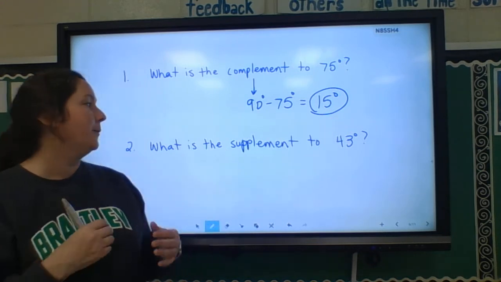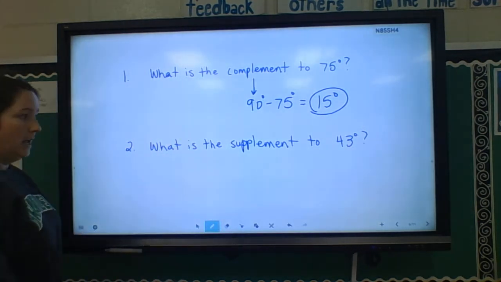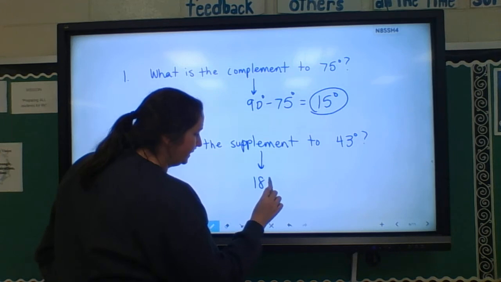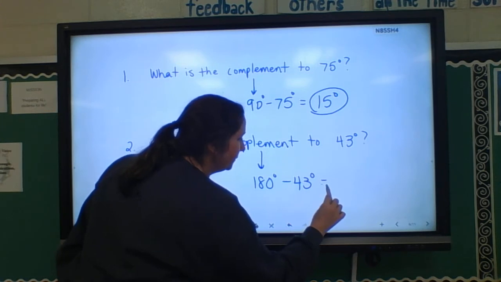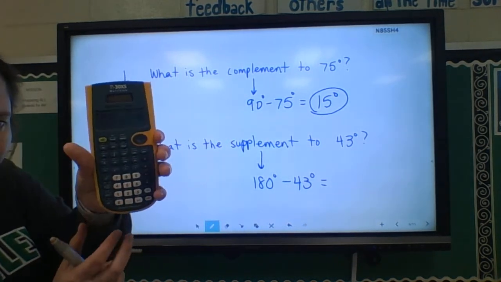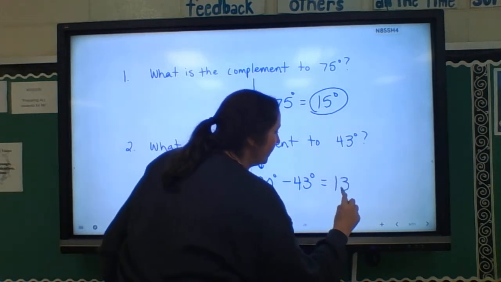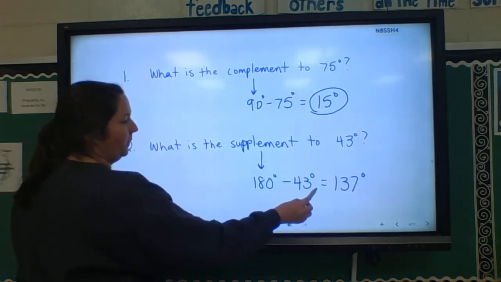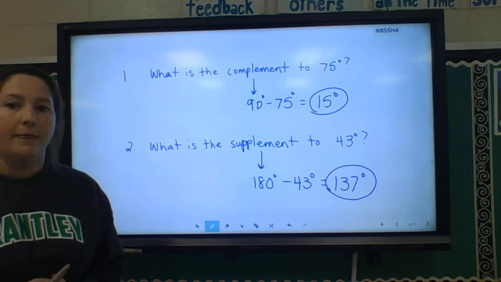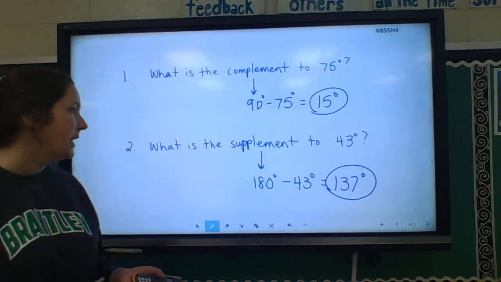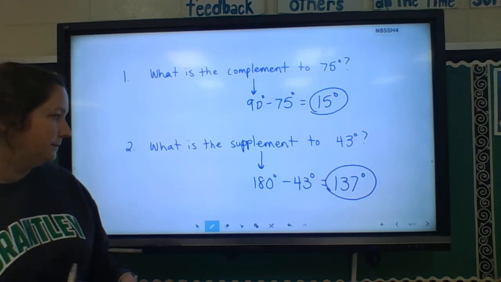which is a complementary angle. All right, what is the supplement to 43 degrees? Supplement is 180 degrees. So we subtract what we know. I've got my handy dandy little calculator. 180 minus 43 is 137 degrees. Well, what does that mean? If I add 43 and 137, those would equal 180 degrees, and then they would be supplementary angles. The sum is 180.